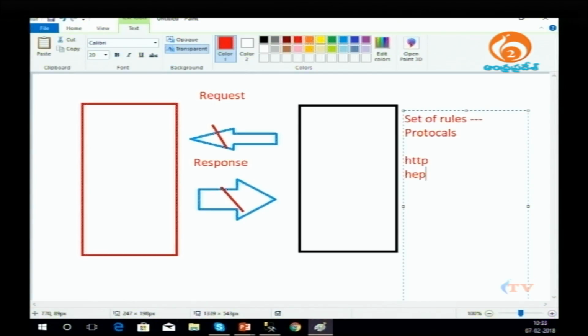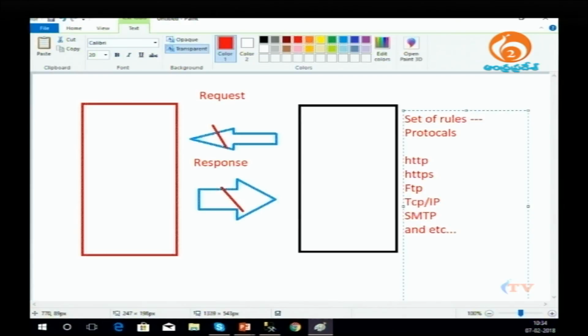We have different protocols in the market. Let's see what protocols we have. The first protocol is HTTP, the second protocol is HTTPS, the third is FTP, the fourth is TCP/IP, and there is a protocol called SMTP. Like this we have a number of protocols in the market, but at least these protocols you need to know compulsorily. So what are the protocols? Let's see once again: HTTP, followed by HTTPS, FTP, TCP/IP, and SMTP, correct?